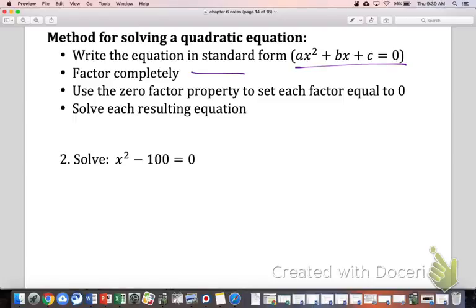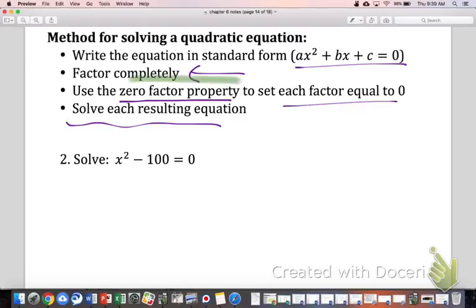The next step then is to factor completely the thing that we've just been working at and working at. Once you've factored completely, the rest is the new stuff. The zero factor property is used to set each factor equal to 0. And then we solve. And did you notice in the video we got two different answers, two different solutions that worked? That will often, not always, but often be the case in these scenarios.